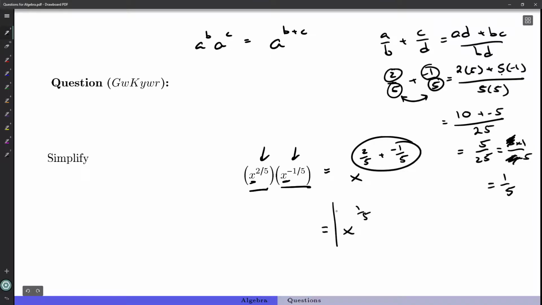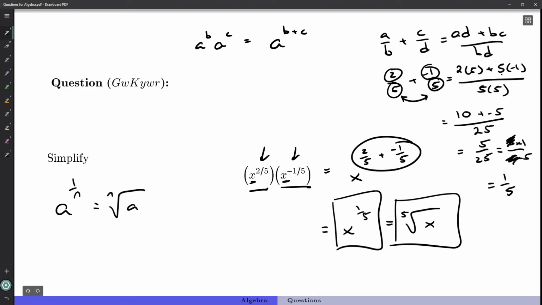Okay. Now, depending on our situation, we could easily leave it like that, or we could remember that anything to the power of 1 over some integer is just the nth root. So another way to write this would be the 5th root of x. And that's another perfectly acceptable answer. It really depends on the context.